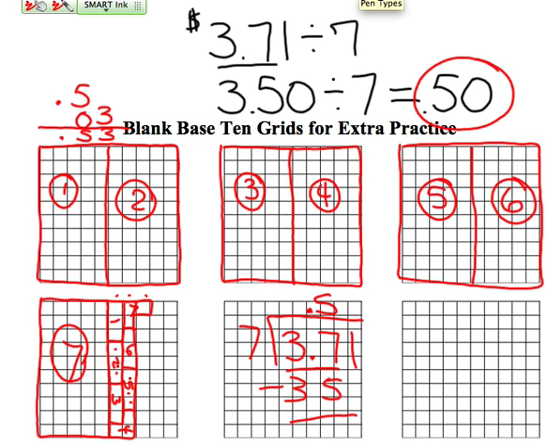7 times 5 is 35, and 37 minus 35 is 2. Carry the 1. 21 divided by 7 is 3. So yes, we know our answer is correct.